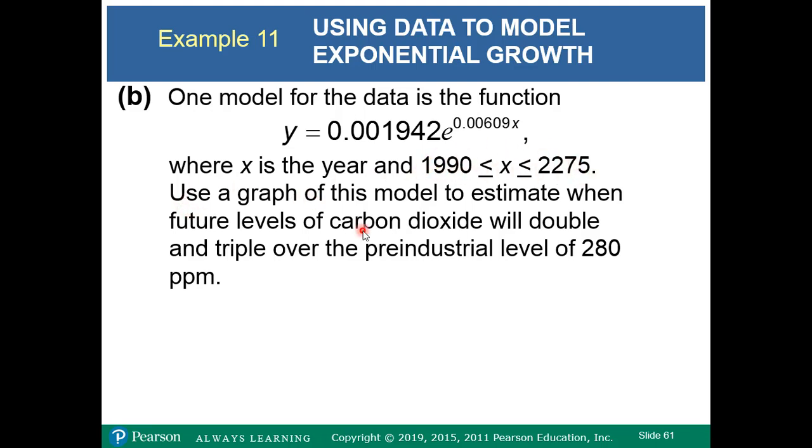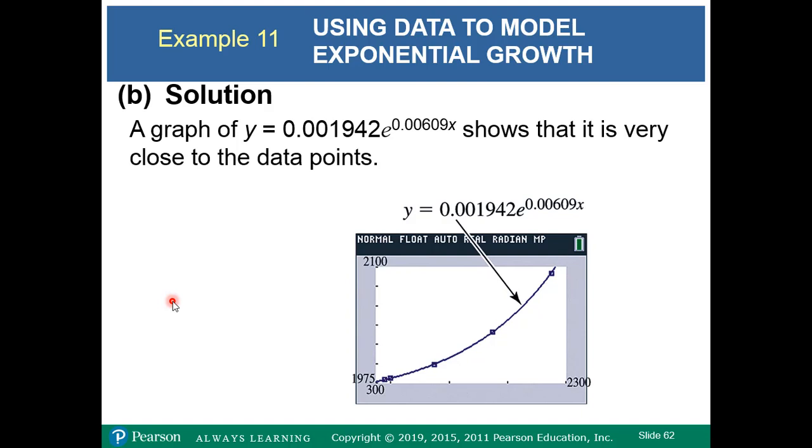And then what you could do is use the graph and the model to estimate when the future values of carbon dioxide will double, or triple, over the pre-industrial level of 280 parts per million. If you look at the graph, it shows that it is very close to the data points. That's what the regression does. It finds the best curve through the data points, which is also an exponential function.